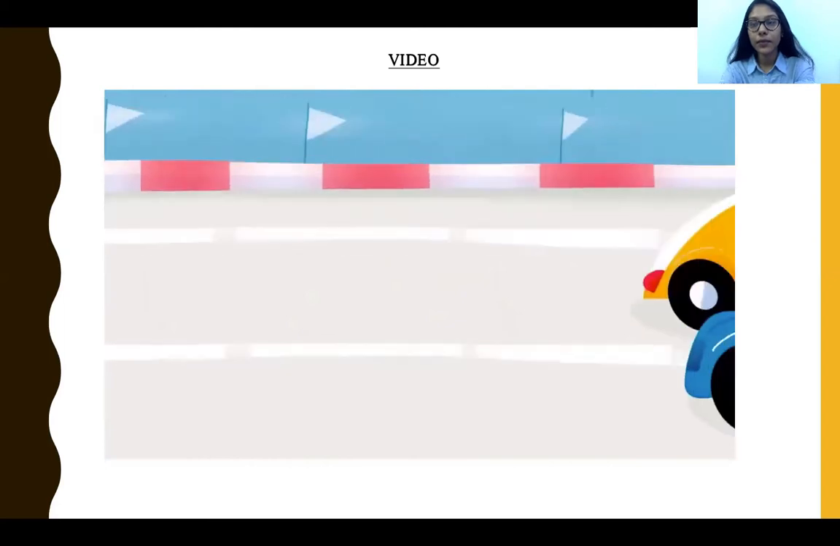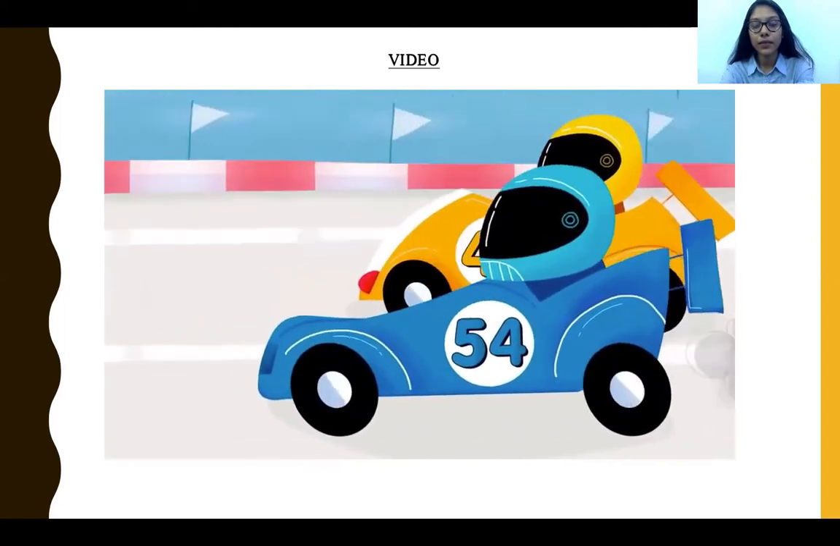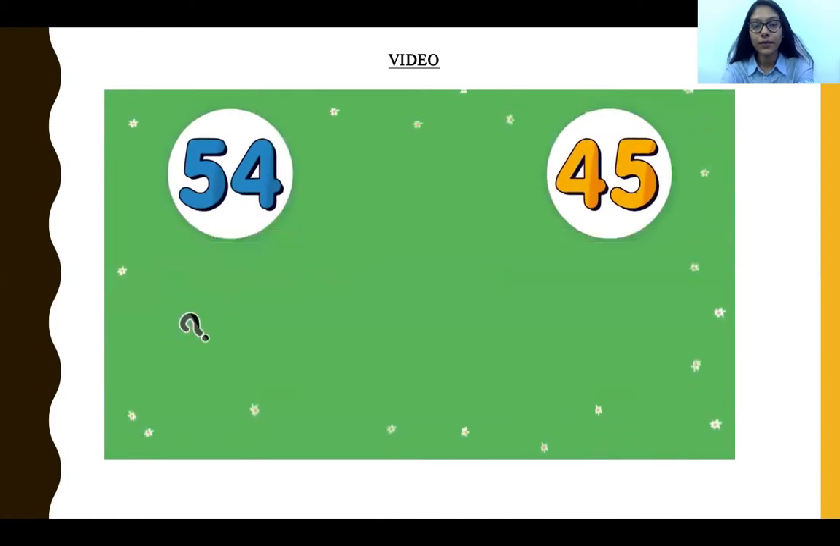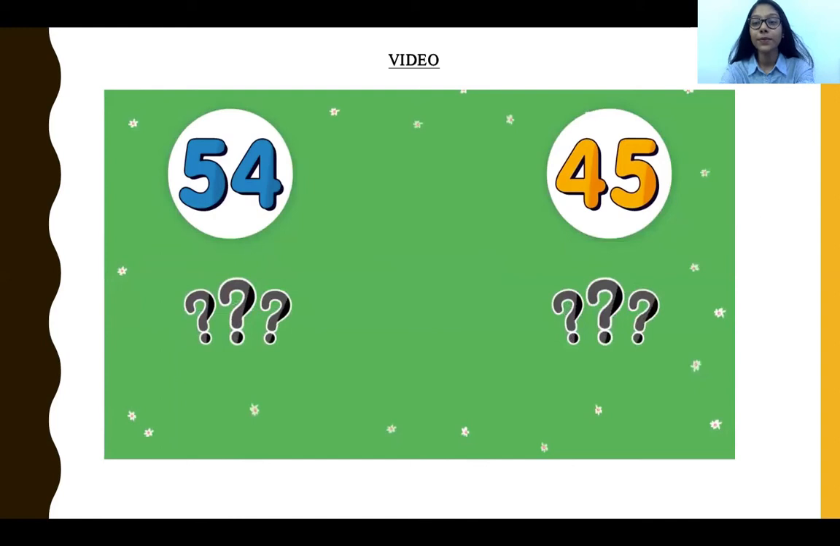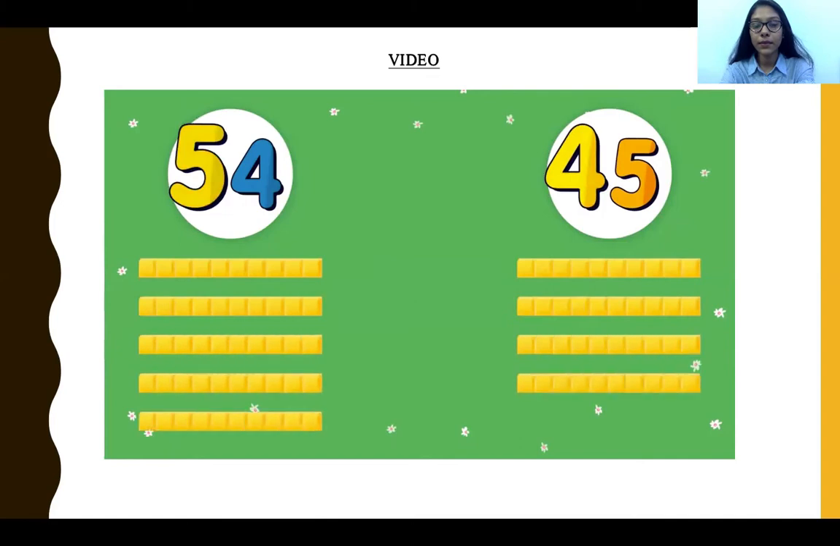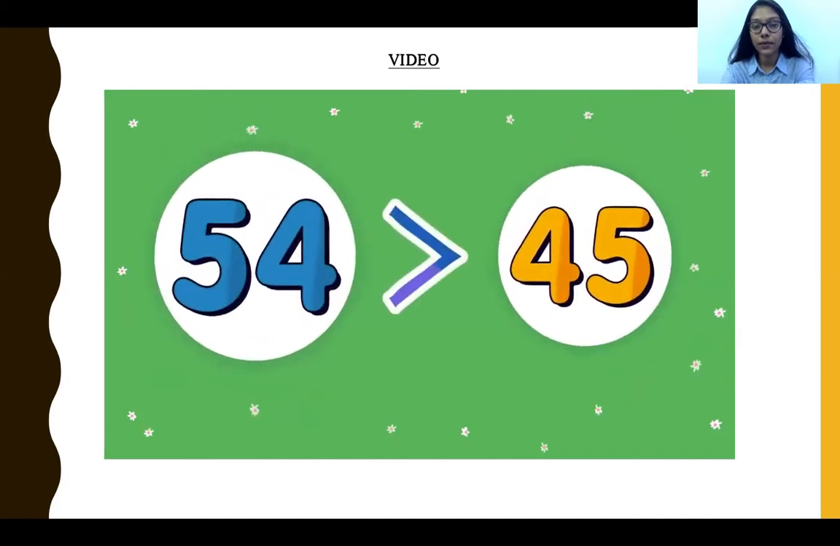Here's some cars getting ready to race. Let's compare their numbers. Do you remember where we start when we compare? They both have 4s and 5s in their number. But the one with the 5 in the tens place has a greater value. That's why we should always start at the left with the largest place. 54 is greater than 45. That also means that 45 is less than 54.